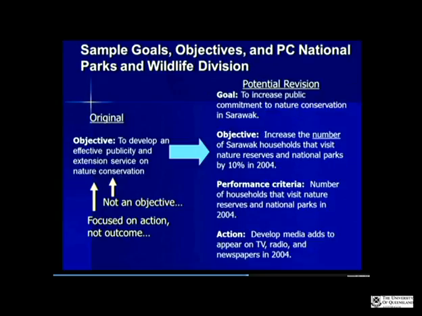Okay, let's look at another one. So this one's looking at the National Parks and Wildlife Division, and the objective here is to develop an effective publicity and extension service on nature conservation. Obviously, it's not an objective in terms of the SMART criteria, and we can see there that it's focused on action and not outcome. So we need to remove that, but we won't throw that in the bin. We can actually move that around to a more specific spot.